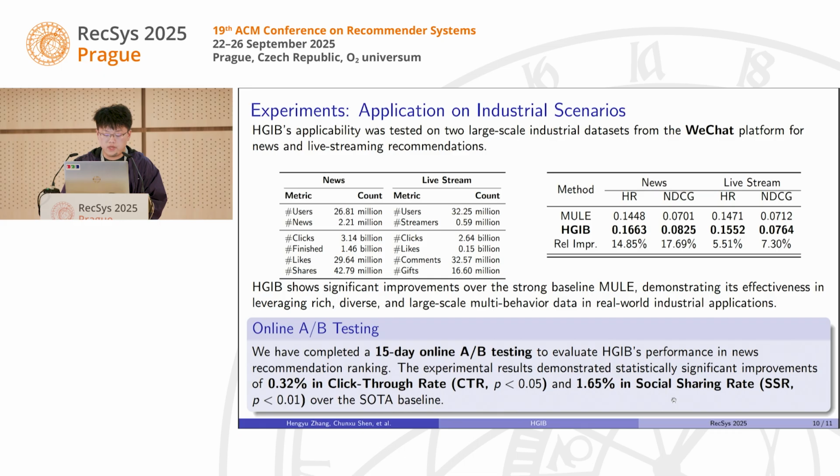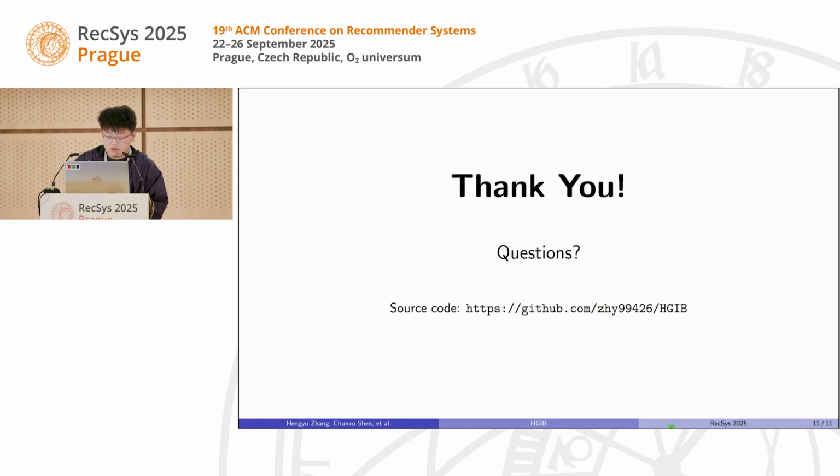And what's more, we conducted a 15-day online A/B test on the WeChat platform for the news recommendation service, serving over 20 million users, and HGIB achieved a significant improvement in the hit rate, click-through rate, and the social sharing rate over the SOTA baseline. And the source code has been made available at the provided GitHub link.